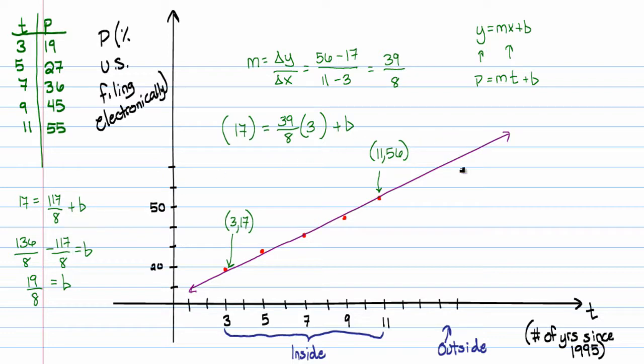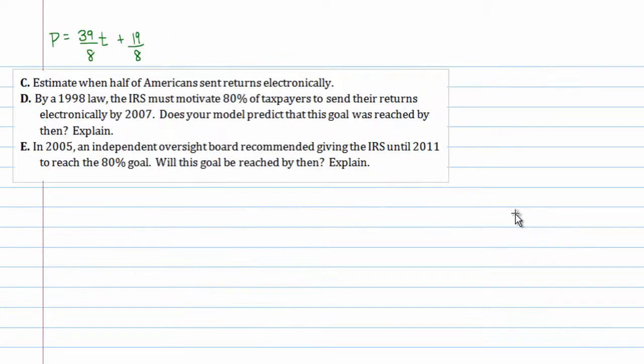So our equation for this line right here is p, which is our output variable, is equal to the slope, which we said is 39/8, times the input variable, which is t, plus b, which we just calculated to be 19/8. Well, at least they have the same denominator. So, okay, we got a great equation there. The next 3 subparts are really concerning using this equation. So I have the equation written up above.